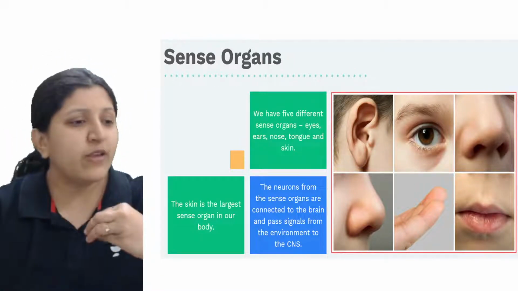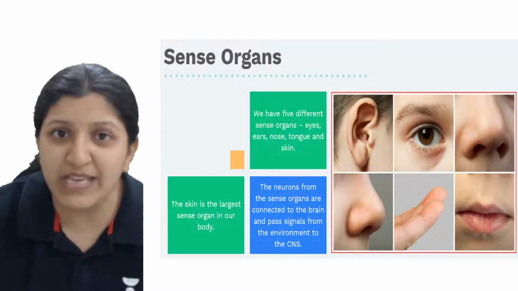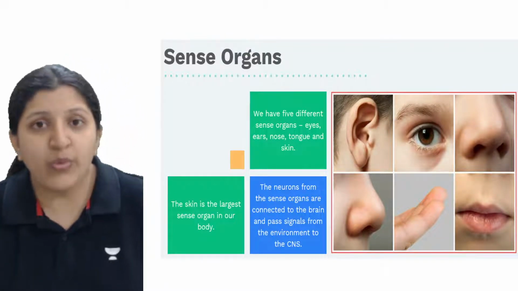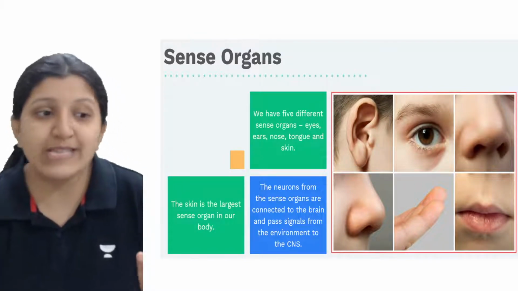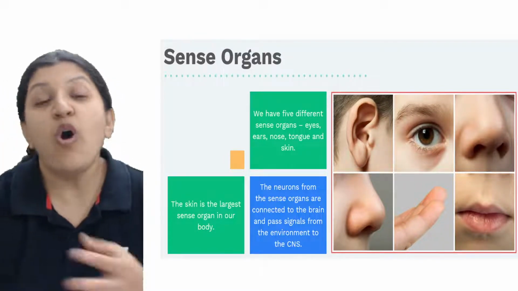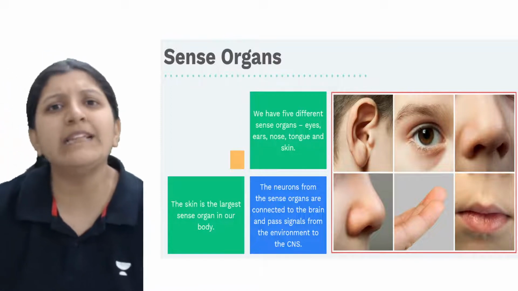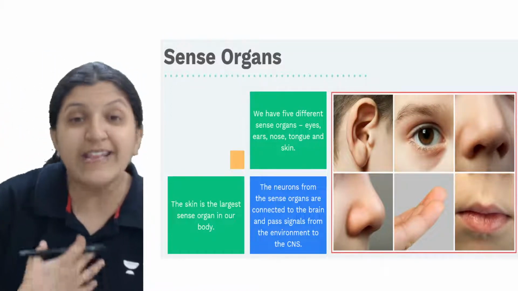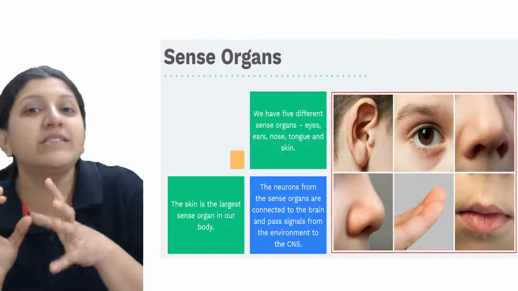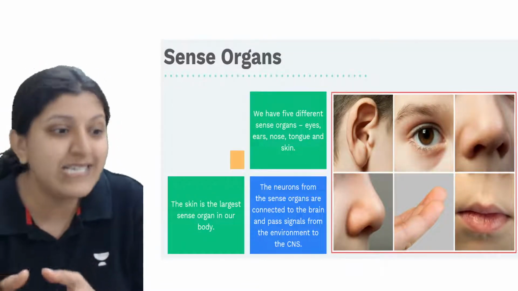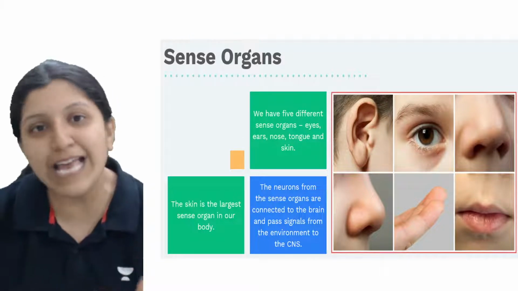There are specialized epithelial cells in the skin which act as receptors, which can sense the stimulus. There is an external stimulus or internal stimulus, so anything that is going to bring about changes, or there is a response which can be seen. That is mainly because of the receptor cells or the sensory cells present in these sense organs.